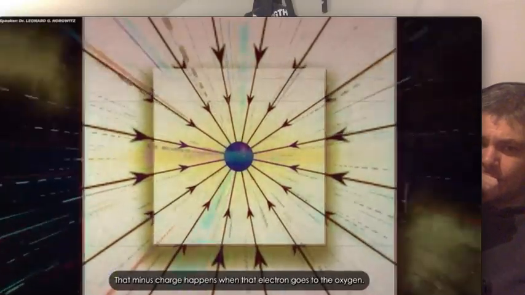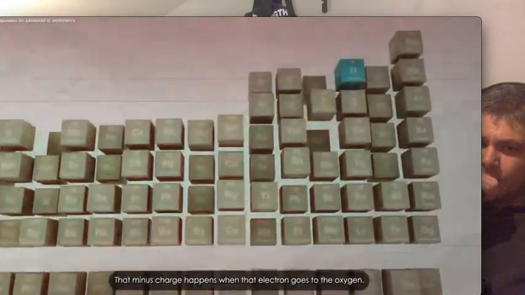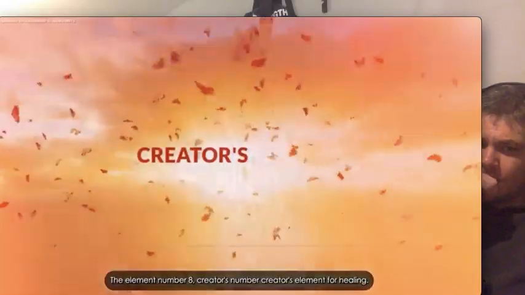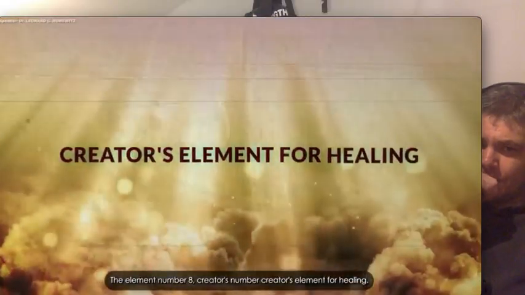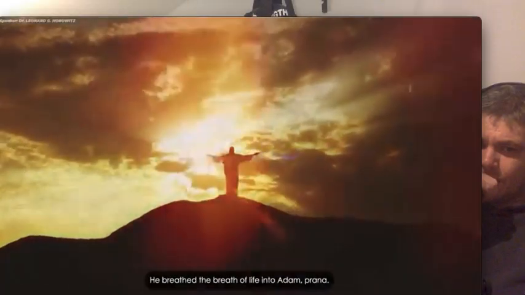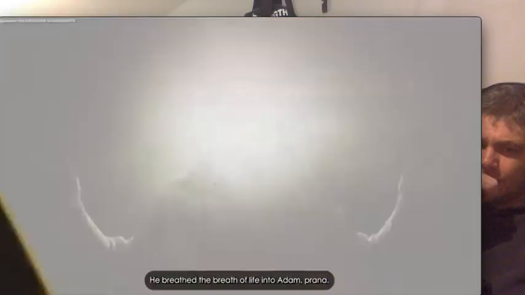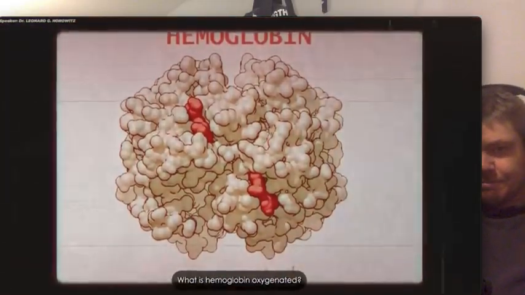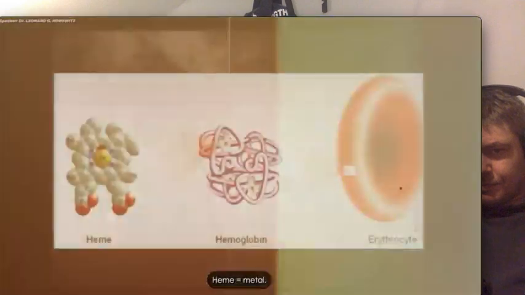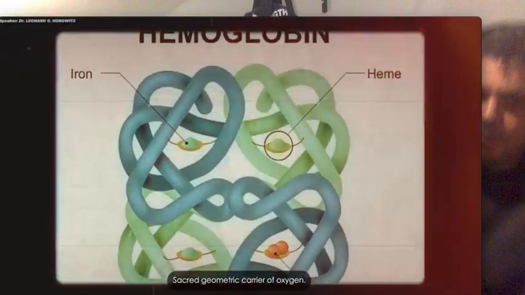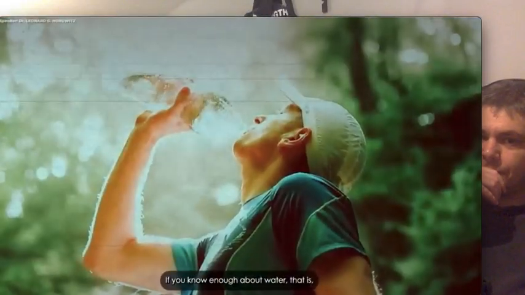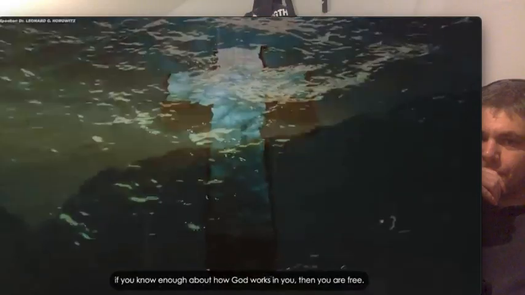That minus charge happens when that electron goes to the oxygen, the element number 8, Creator's number, Creator's element for healing. That's how he got Adam and Eve off the ground. He breathed the breath of life into Adam. Prana, the breath of life. What is hemoglobin? Oxygenated heme metal, sacred geometric carrier of oxygen. So it's all about H2O. If you know enough about water, that is, if you know enough about how God works in you, then you are free. Totally.